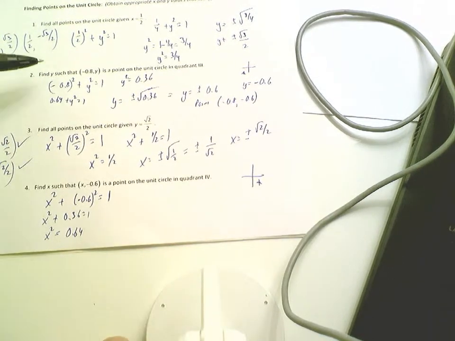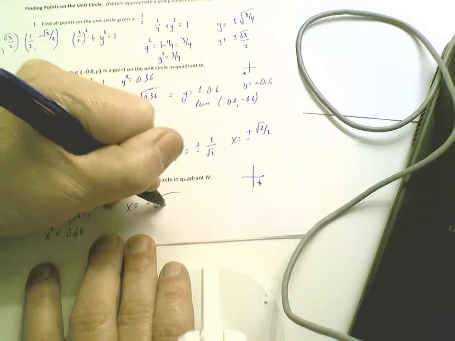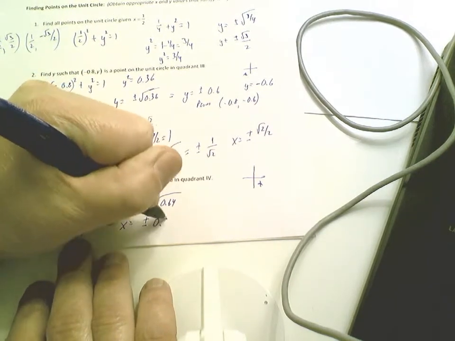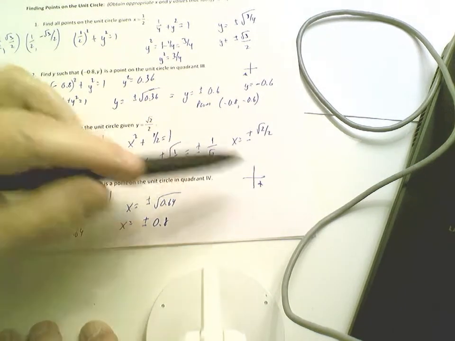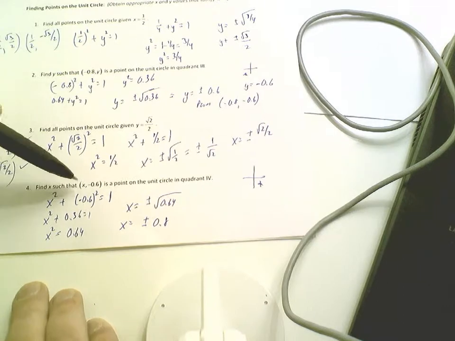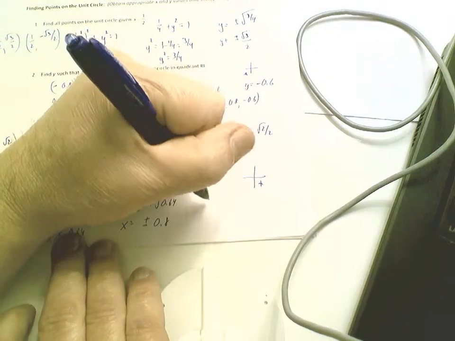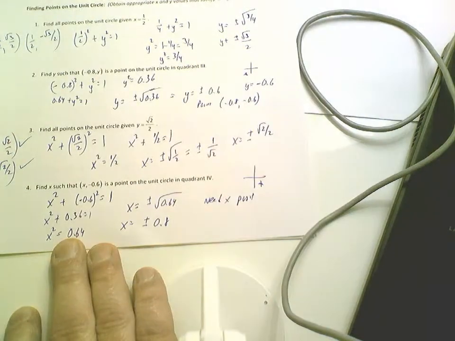If we remember a little bit of work up here in an earlier problem, I know that x equals plus or minus the square root of 0.64. X equals plus or minus 0.8. Where do I want to be? I want to be in quadrant 4. So, what do I know in quadrant 4? X better be positive. So I'll just write: need x positive for quadrant 4.